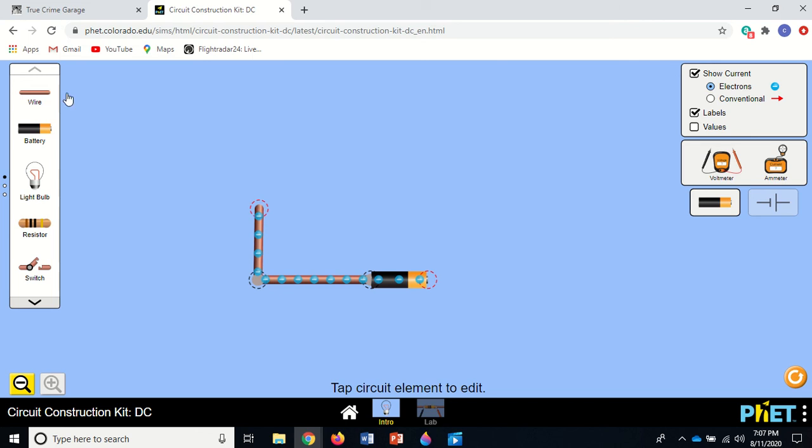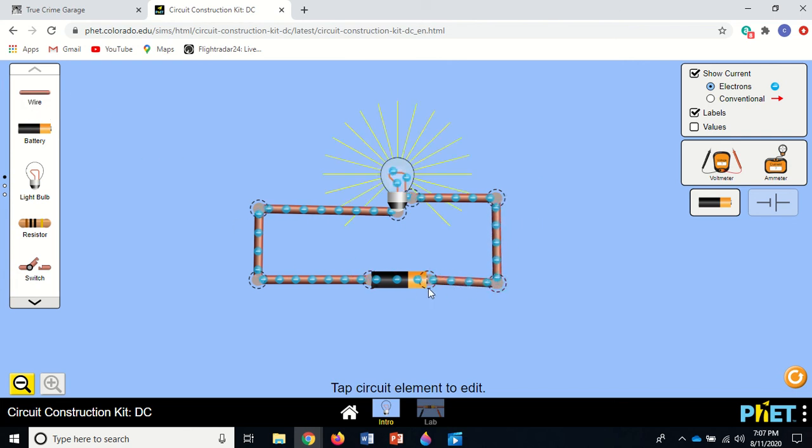Put a resistor in the circuit. We're going to use a light bulb. This is your resistance. This is a resistor too, but this guy lights up, so it's a little bit cooler. Move this guy over a little bit so he's right next to the battery. So that's how you build the circuit. Now you've got your electrons flowing, you've got your light turned on. You can check what the battery is.